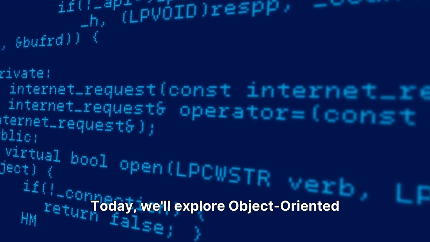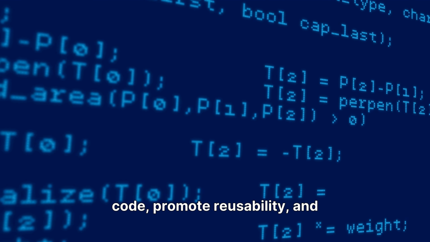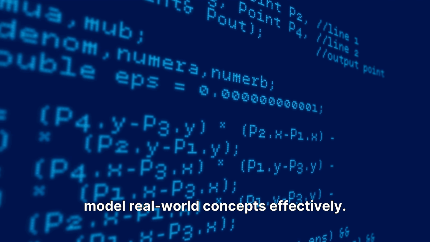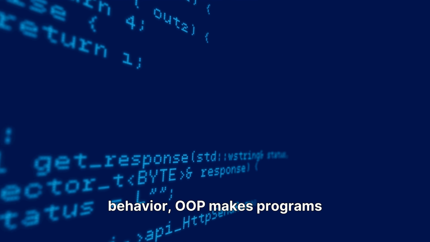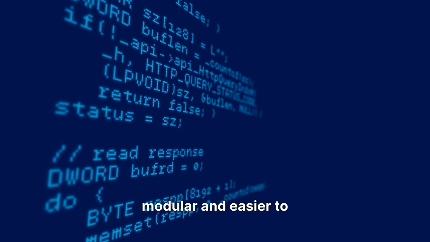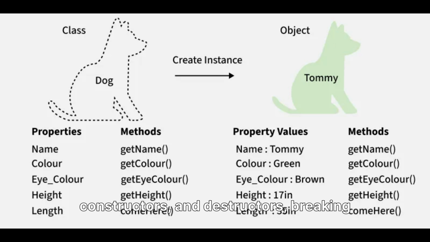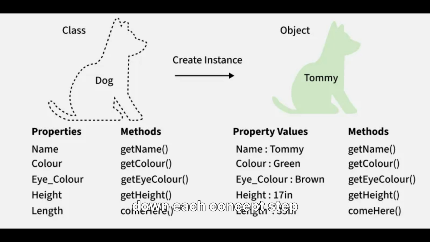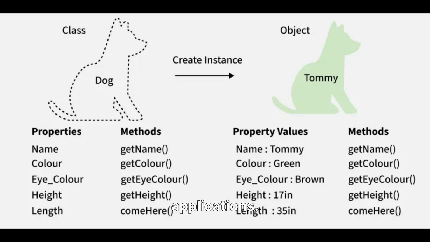Today, we'll explore object-oriented programming, or OOP, a method that helps organize code, promote reusability, and model real-world concepts effectively. By encapsulating data and behavior, OOP makes programs modular and easier to understand. We'll cover classes, objects, constructors, and destructors, breaking down each concept step by step for beginners. Our goal is to demystify these core OOP principles, providing clear explanations. You'll gain a solid foundation for object-oriented Python applications.